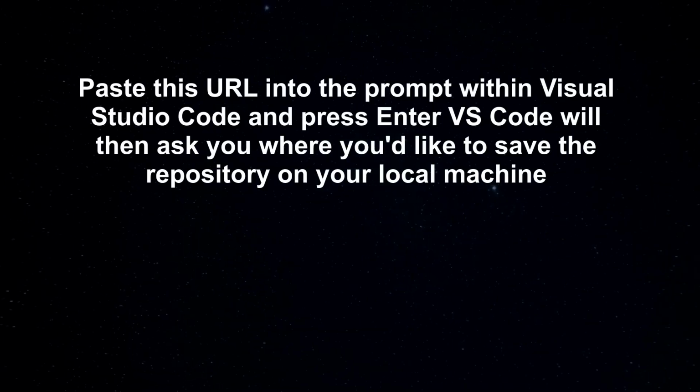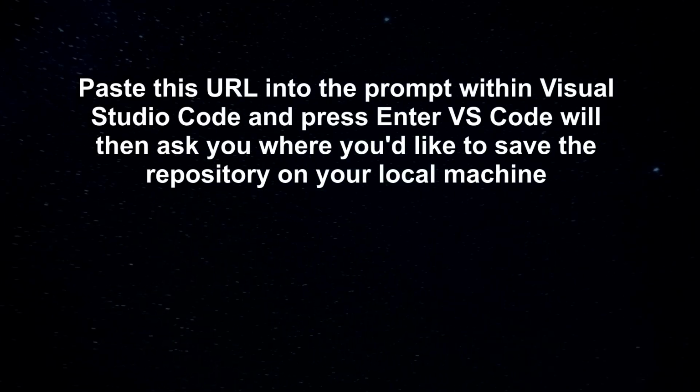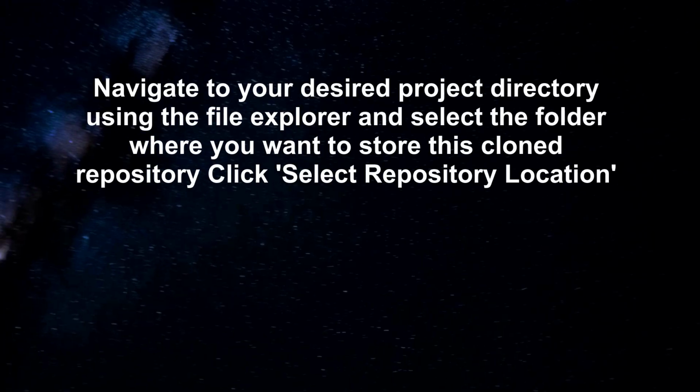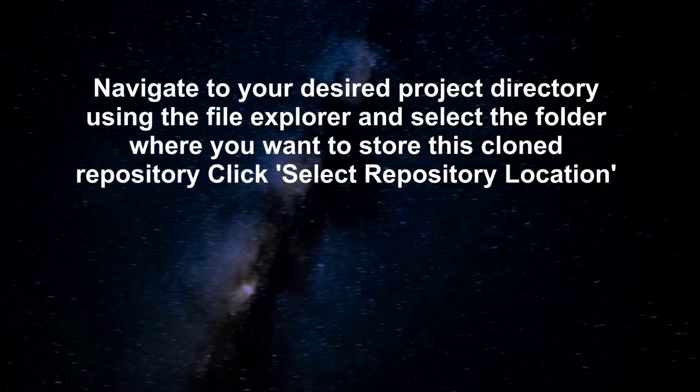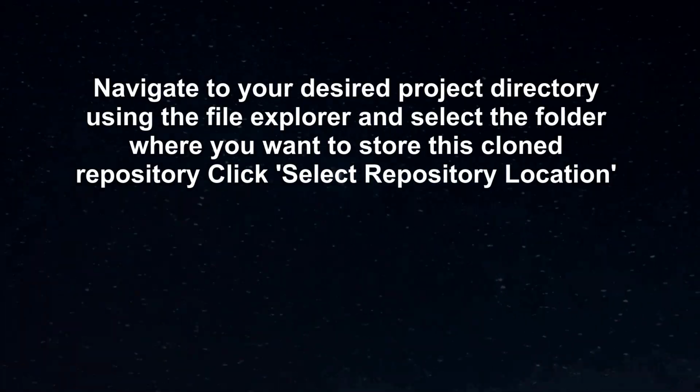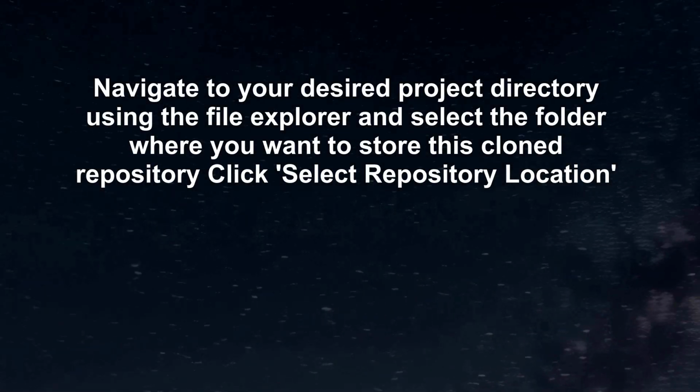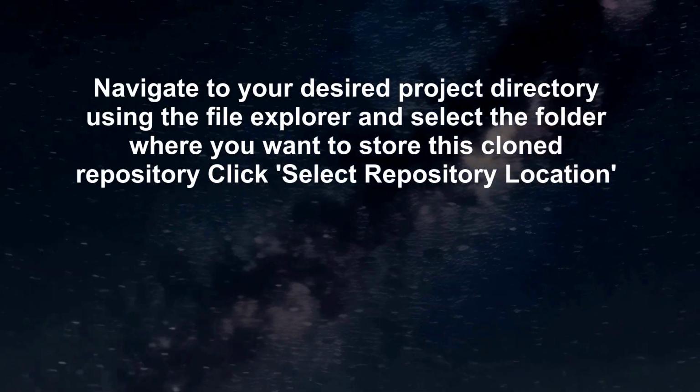VS Code will then ask you where you'd like to save the repository on your local machine. Navigate to your desired project directory using the File Explorer and select the folder where you want to store this cloned repository. Click Select Repository Location.